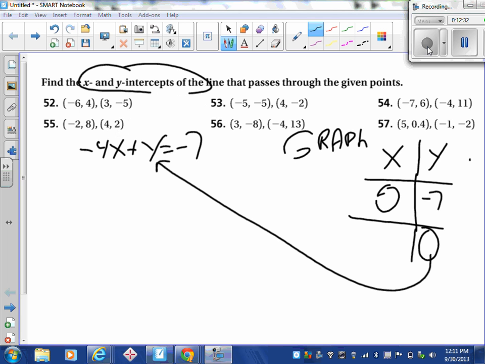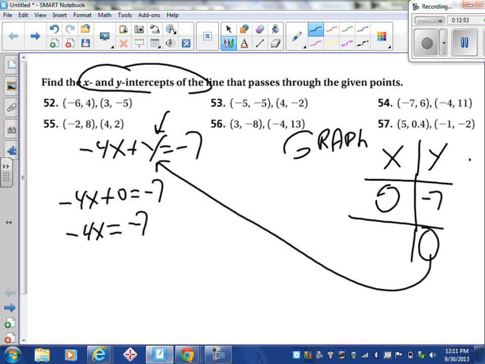So if I want to find the x-intercept, I substitute 0 in for the y, and I rewrite it. Negative 4x plus 0 equals negative 7. Negative 4x equals negative 7. I divide both sides by negative 4, and I get x equals 7 over 4, and that is my x-intercept.